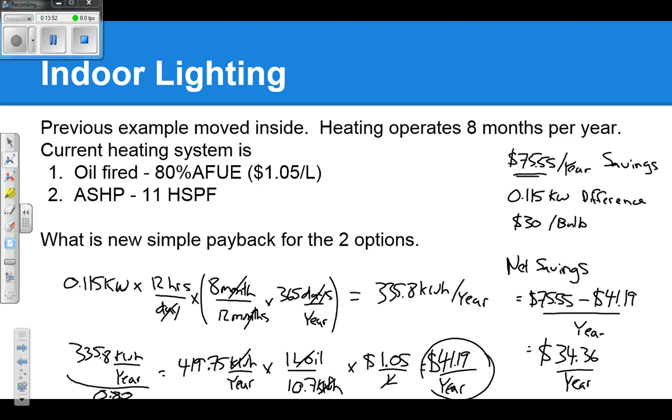So my simple payback is still good. Looking at those numbers, $34 is just more than the bulb cost, so my simple payback should be just less than a year. My simple payback is equal to the cost over the savings, which is 30 divided by 34.36 per year. That would be equal to 0.87 years.